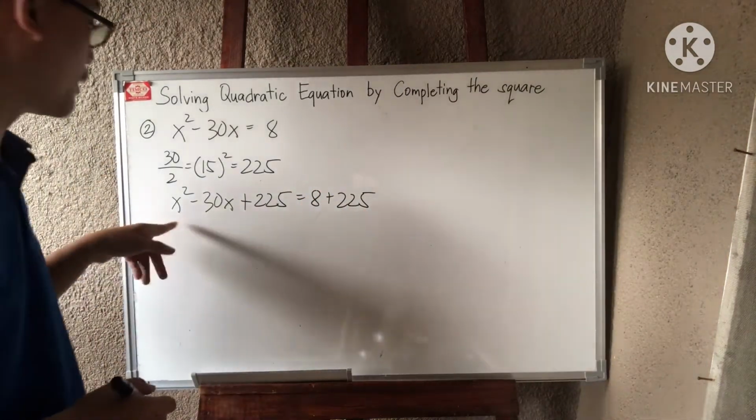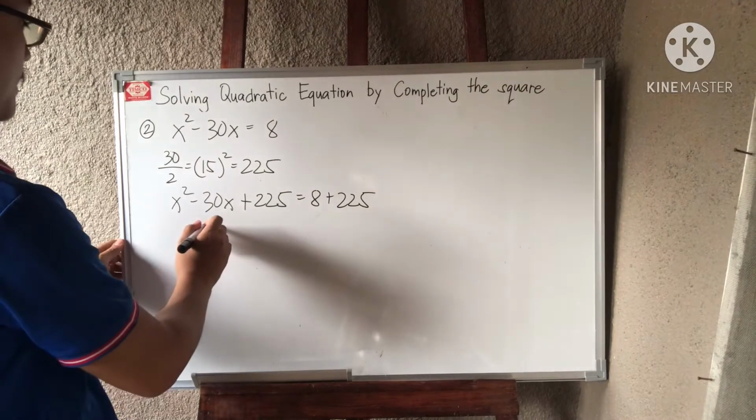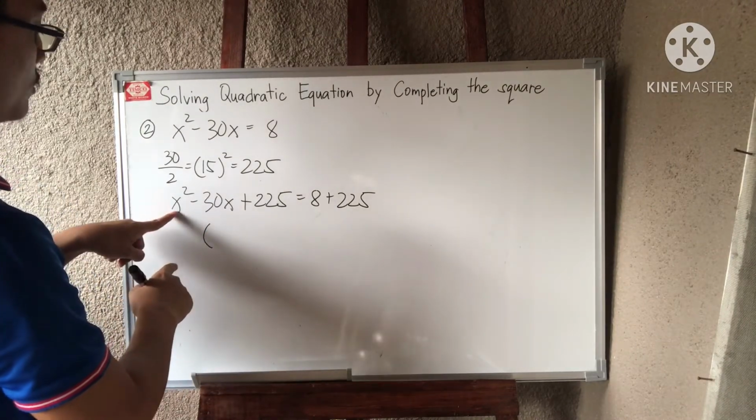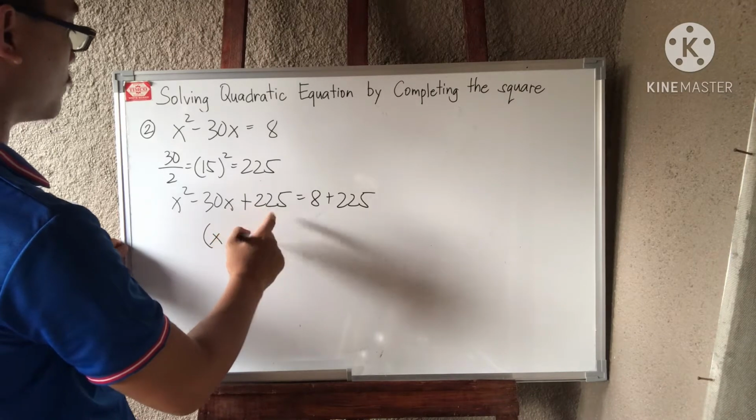So that is x squared minus 30x plus 225 equals 8 plus 225. So this is now a perfect square trinomial. So we can make this as a square of binomial. That is, we take the square root of the first term, which is x. We take the square root of the last term, which is 15.